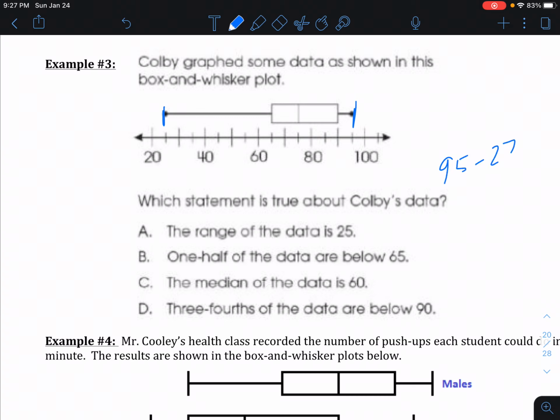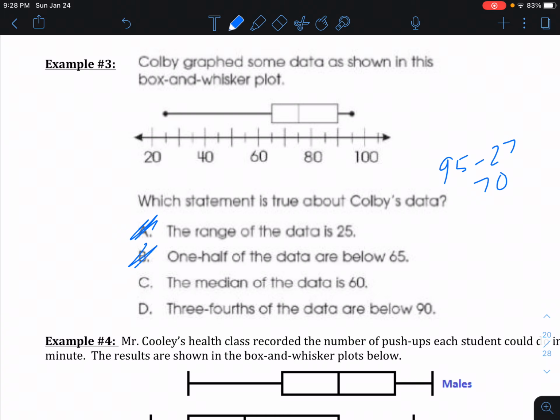95 minus 25 is 70. So no, the range is not 25. So A, no good. B, 1/2 of the data are below 65. If I highlight that 65, that would be below 65. That's just a whisker. That's 25% of the data, not one half. One half it would have to be 50%.